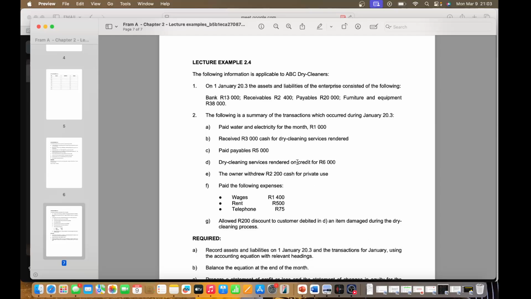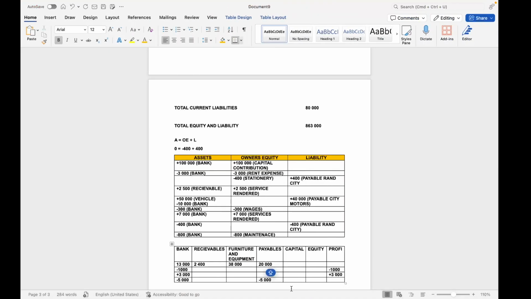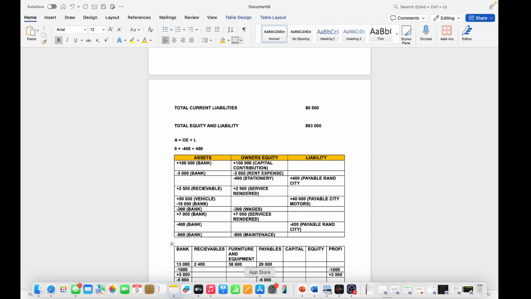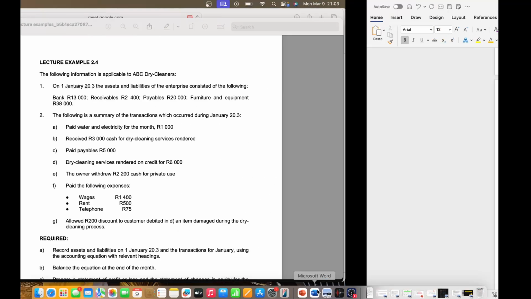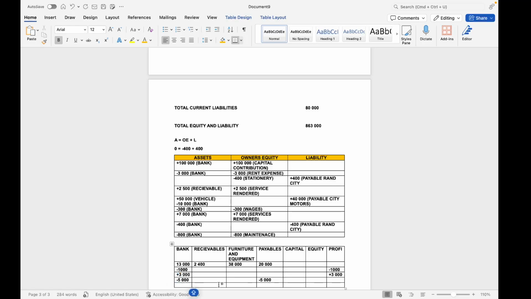Dry cleaning services rendered on credit for 6,000. What's going to happen? We have dry cleaning services rendered for 6,000. Was it on credit? Let me just see. Yeah, it's on credit, 6,000. So what does this mean? It means that our receivable is going to be plus 6,000, right? And then our profit is going to be plus 6,000 because our income is increasing.